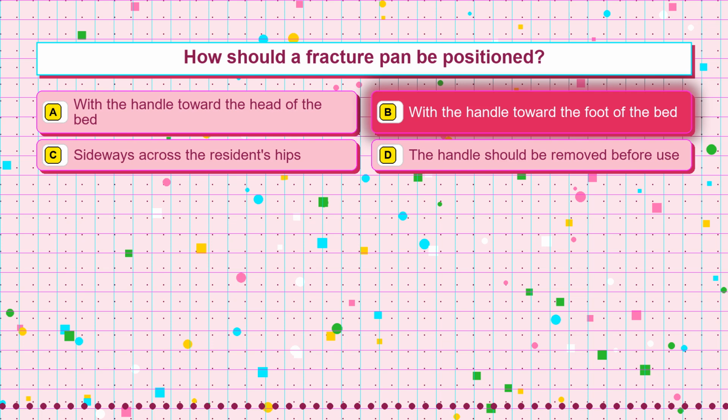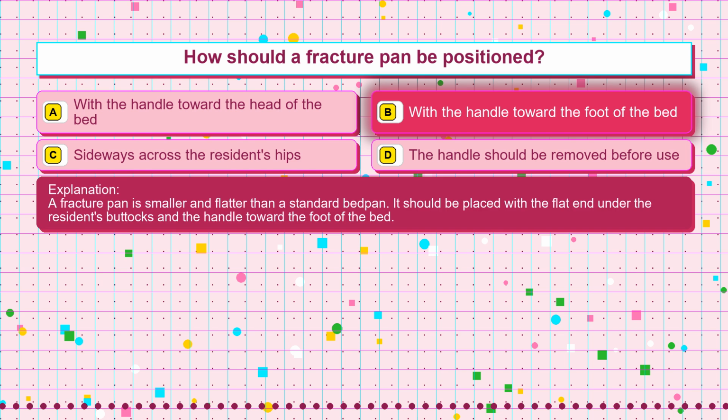The correct answer is option B, with the handle toward the foot of the bed. A fracture pan is smaller and flatter than a standard bedpan. It should be placed with the flat end under the resident's buttocks and the handle toward the foot of the bed.